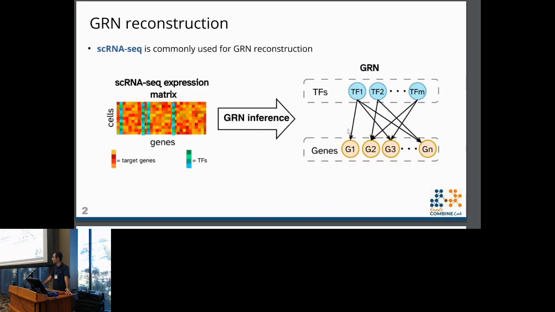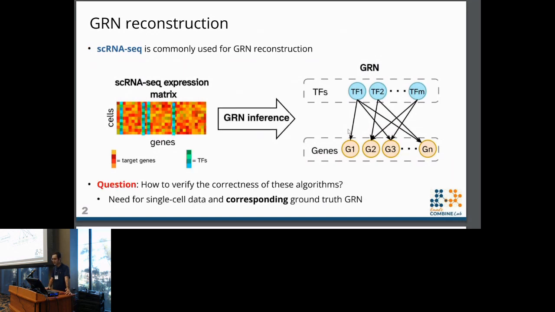And because of that, there's been quite a lot of interest in reconstructing these GRNs from either bulk or single-cell data, especially from single-cell data in the past decade. And with that, a need to systematically benchmark these GRN inference methods. Now, how do we do that? We need two components. First is a single-cell RNA-seq data set, and second is a corresponding ground truth GRN.